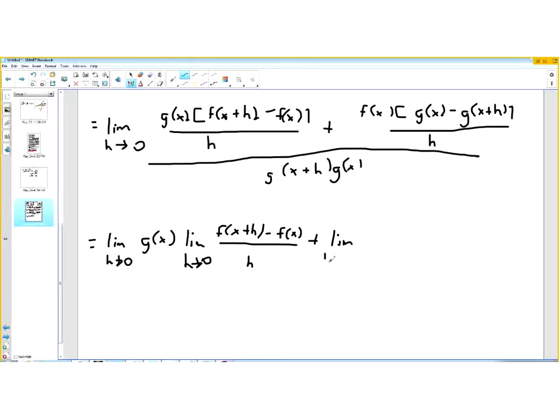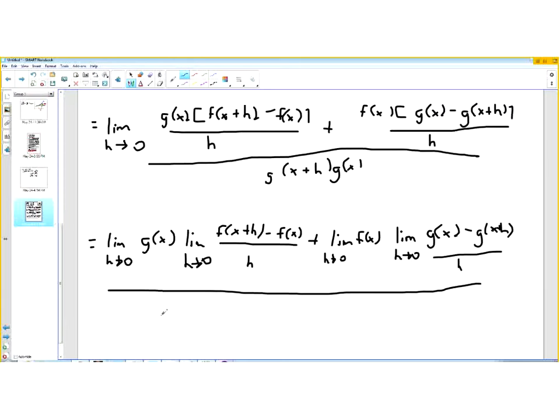the limit as h approaches 0 of f of x times the limit as h approaches 0 of g of x minus g of x plus h over h, okay, divided by the limit as h approaches 0 of g of x plus h times the limit as h approaches 0 of g of x.